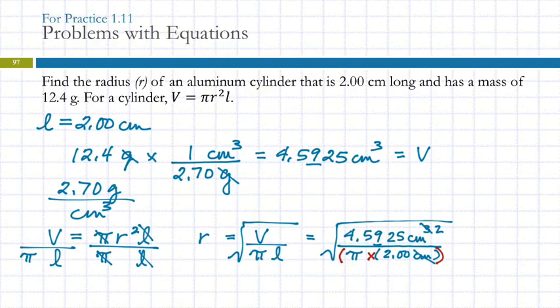Okay, so on the 36X Pro, what you're going to do is you're going to do the square root button first, and then 4.5925 divided by, you could do the quantity, and then the pi. Where'd it go? Don't use it very much. I can't find it. There it is. Plain sight. Pi times 2. Close the parentheses. Press equals.